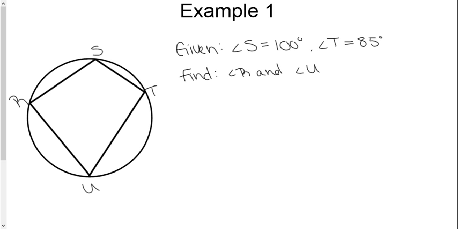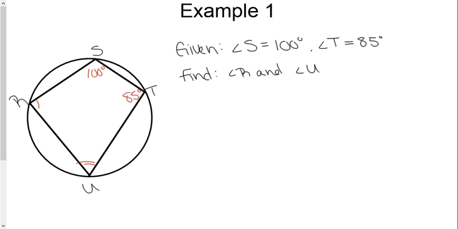So only 2 examples today. It's a very short lesson today. We are told that angle S is 100 degrees, and we are given that angle T is 85 degrees. And I want to find angle R and angle U. So I want to find my other 2 angles.